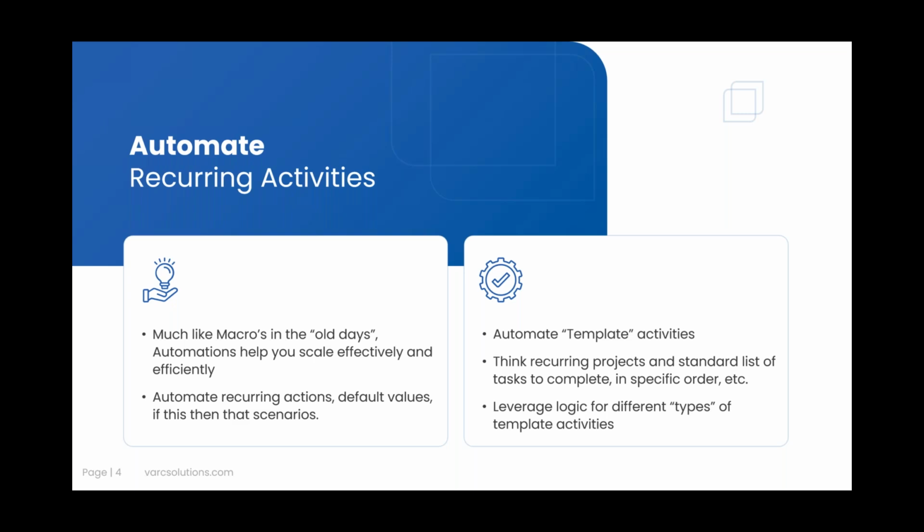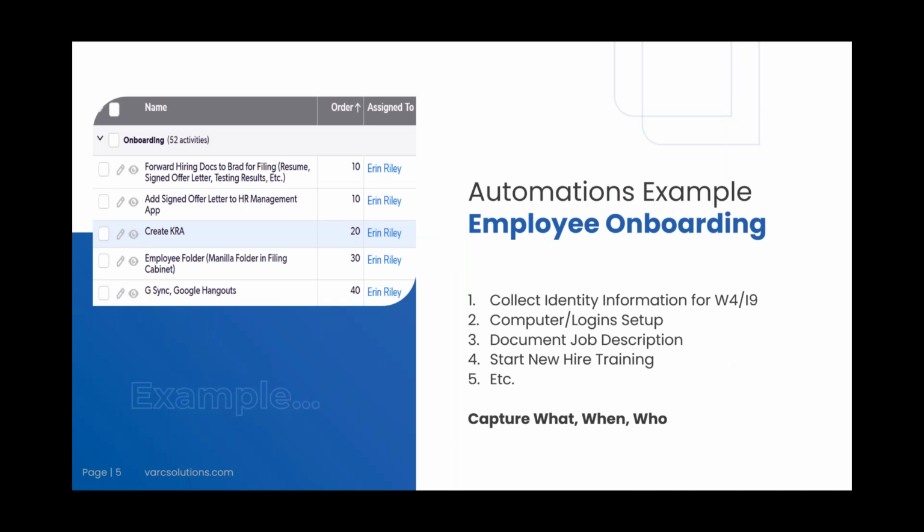So, for example, I'll go to the next slide, and this is a really good example of what I'm talking about. In our company, we have a process that we go through whenever we hire a brand new employee. Quite frankly, it's always the same. We always collect the W-4 and the I-9 information. We always have some sort of a computer or login set up. We have to go through a job description with that employee. We've got a new hire training that has to start. So we know when we hire somebody, we're going to be going through these 5, 10, 15, 20 steps. They are in a certain order. They're getting assigned to specific people. One has to happen before the next one happens.